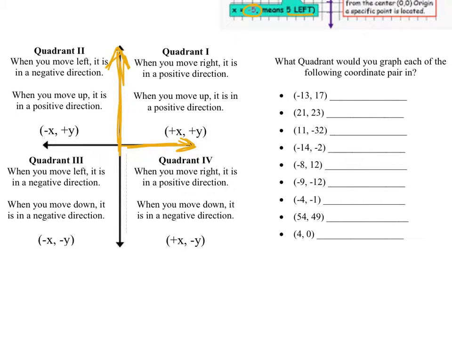So they've given us some values to consider, and we're going to figure out which quadrant these points would be in. Such as negative 13, 17. Well, that would be to the left and then upwards, putting us in quadrant 2. Very nice. You see that?